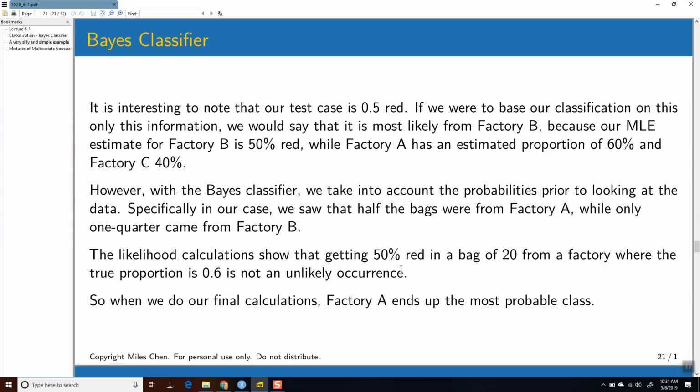So this is how the Bayes classifier works. We take our prior information, combine it with our likelihoods, and that gives us the way we calculate the probabilities of a class label.